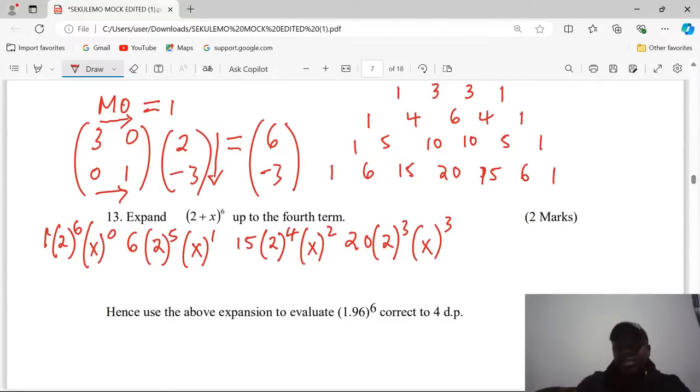Now we can finish up. 2 power 6 is equivalent to, is it 64? Yeah. 2 power 6 is 64. Then times 1.